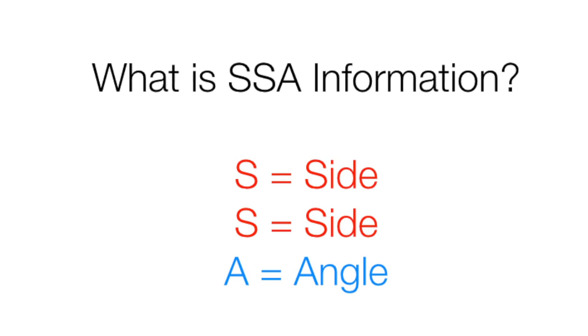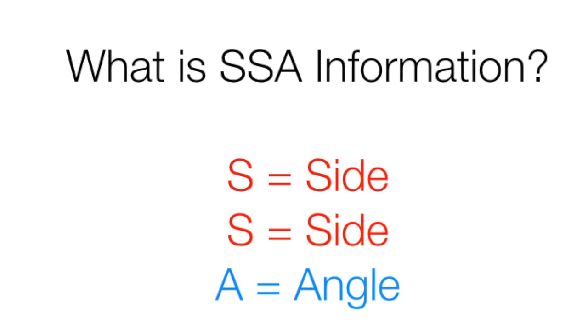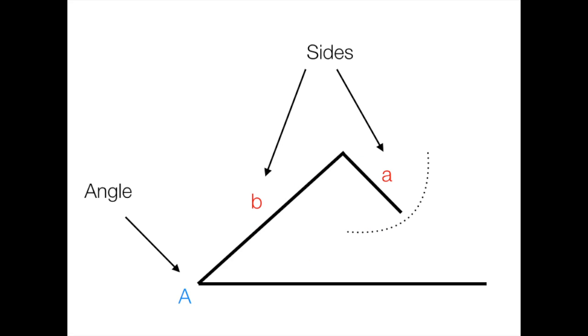SSA stands for side-side angle. Thus, the information given in an SSA triangle is the measurements of two sides of the triangle and the degree of the angle opposite one of those sides. In this explanation, these lengths will be labeled lowercase a and b, and the angle will be labeled uppercase A.